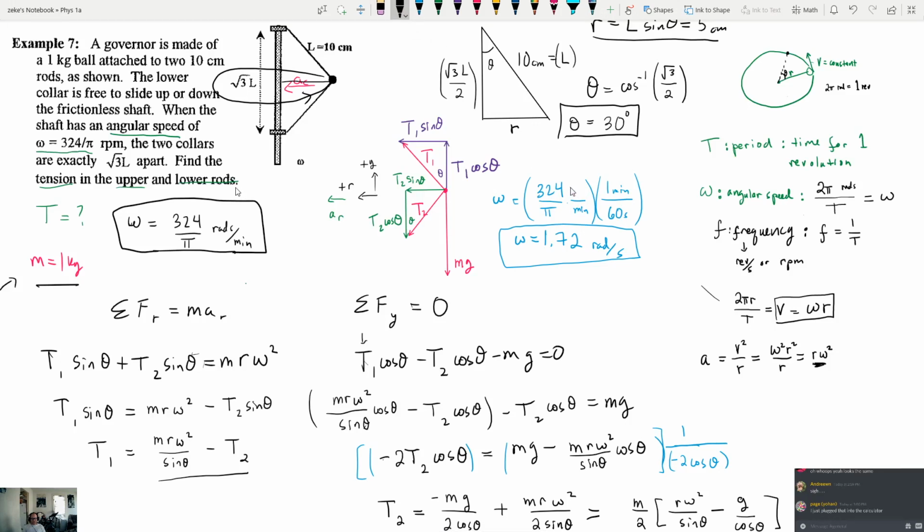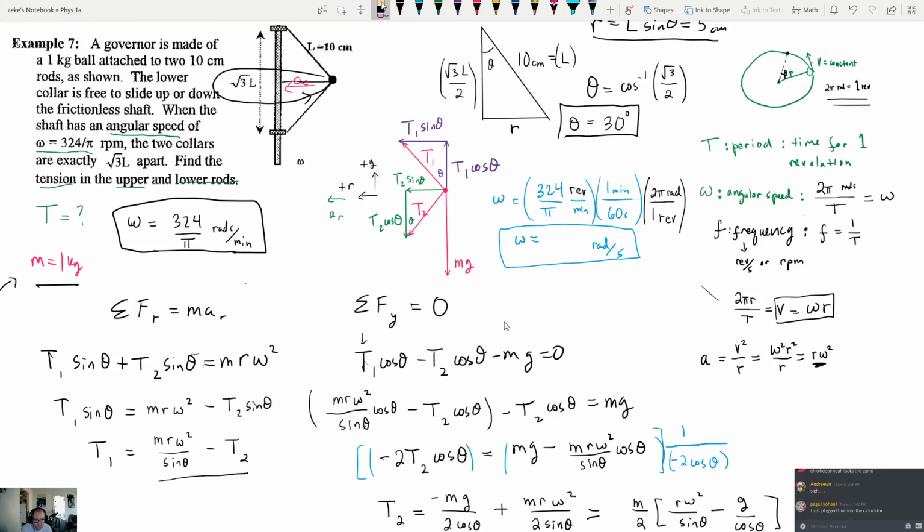I think this was actually supposed to be revolutions right here. We canceled out the minutes, but we didn't cancel out the revolution part. So we needed to use that right there. 2 pi radians is 1 revolution. So that's what we did wrong. That means our angular speed, instead of being 1.72, is going to be much bigger, which will solve the problem.